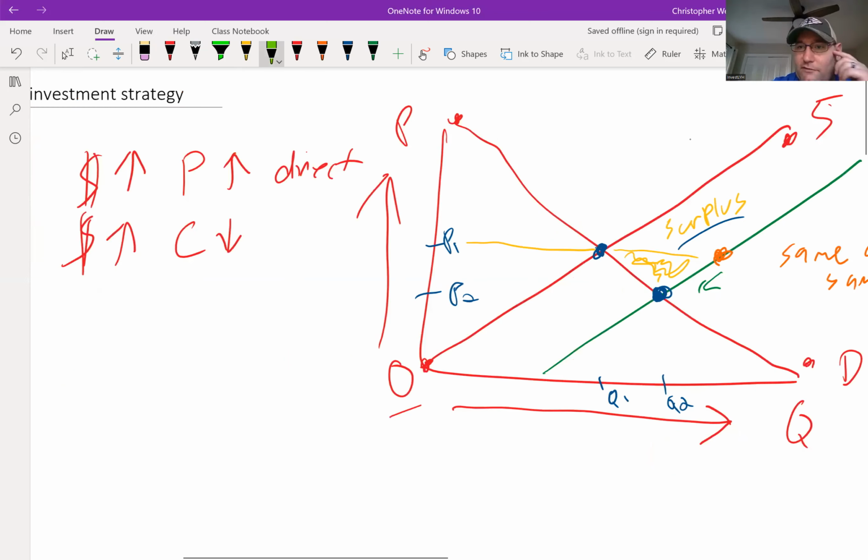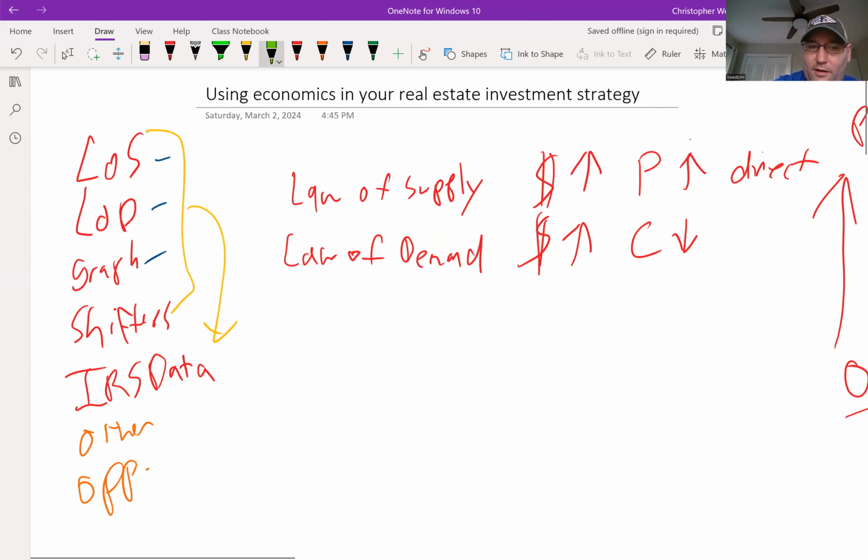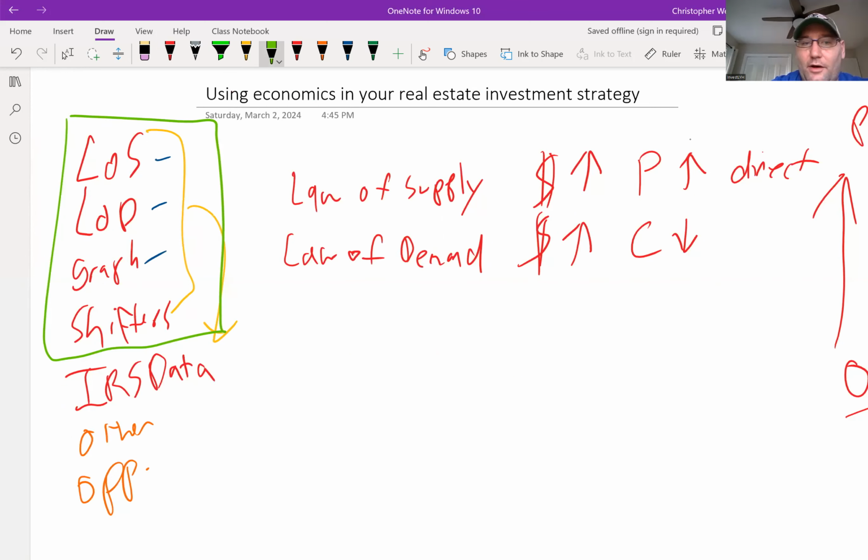So I tell you all of this. This is Econ 101, okay? So we've gone through all of these items here. Now we're going to talk about IRS data. How can this help me? It says right here, using economics in your real estate investing strategy. How can this help me in my strategy, Chris?